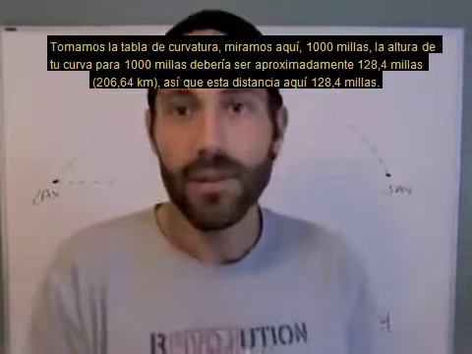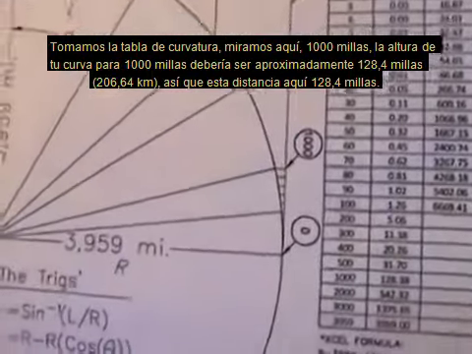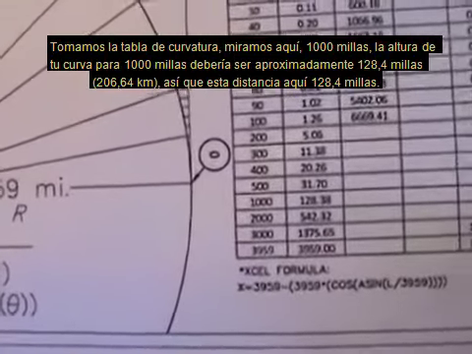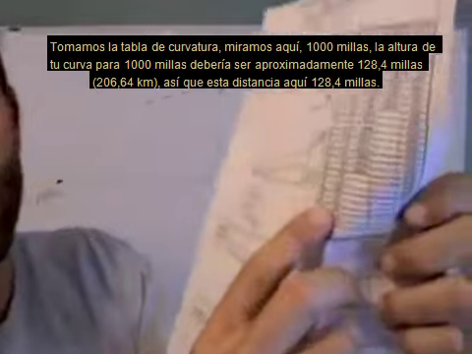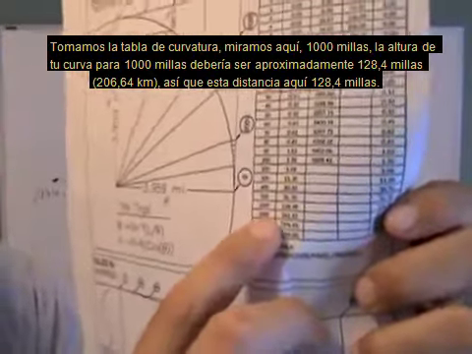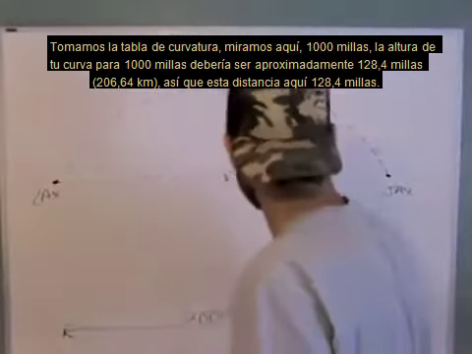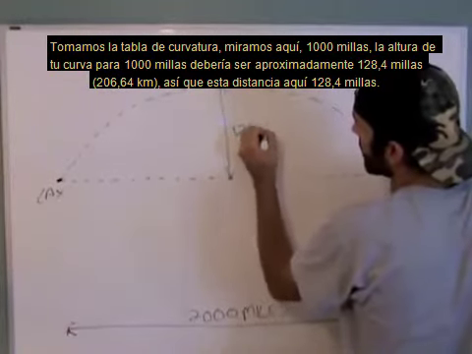Now you take the curvature chart, you look on here, see if you can see 1,000 miles. 1,000 miles, the height of your curve at 1,000 miles should be roughly 128.4 miles. All right, so this distance here is 128.4 miles.